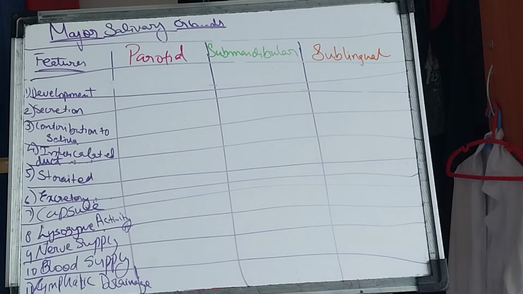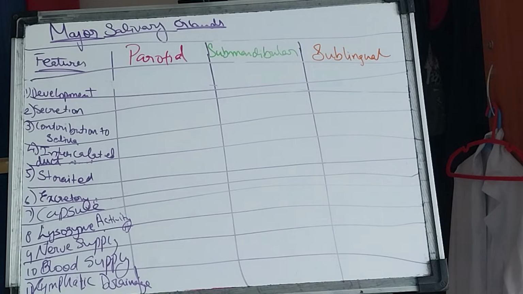Alright, we have studied the classification of the major salivary glands. Now we will be studying the major salivary glands in depth in this tabular form, so that we can easily memorize and understand this concept. First, to begin with, the parotid gland. When did it start developing?